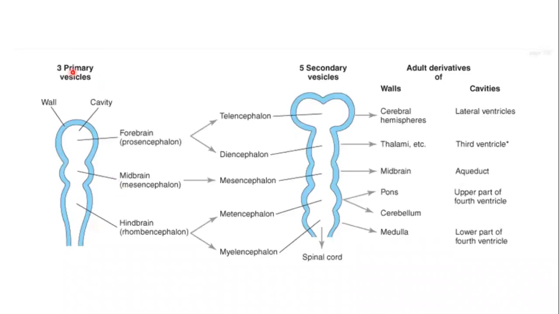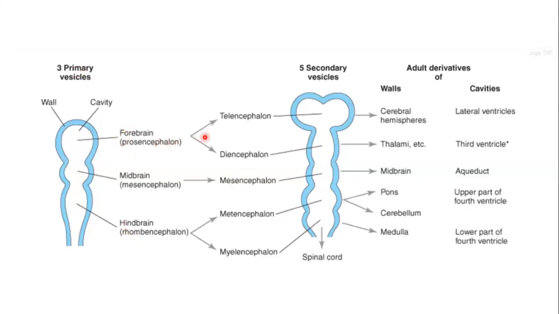So, today the focus is on the pons, and I will discuss with you the anatomy of the pons. Here, from a different perspective today, you see the embryological origin of these structures, and the adult derivatives of these parts of the brain. There are three primary vesicles in the embryo: the forebrain, the midbrain, and the hindbrain.